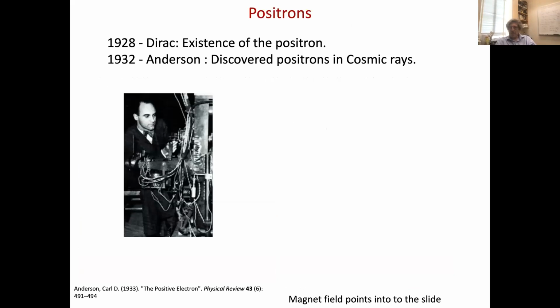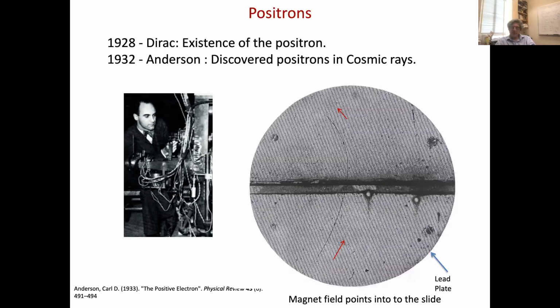Okay, so now, there are theoretical physicists, which is Dirac, and there are experimental physicists. Carl Anderson was an experimental physicist at Caltech, and he was studying cosmic rays. Here is a picture of him on the left. And he wrote a paper just a few years later in 1932 called The Positive Electron.